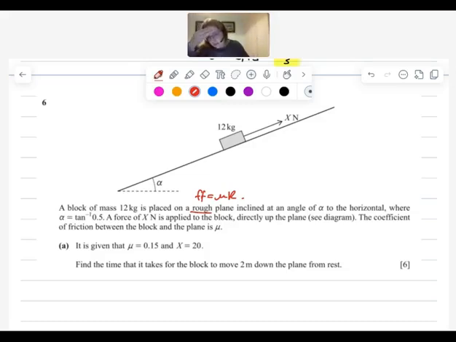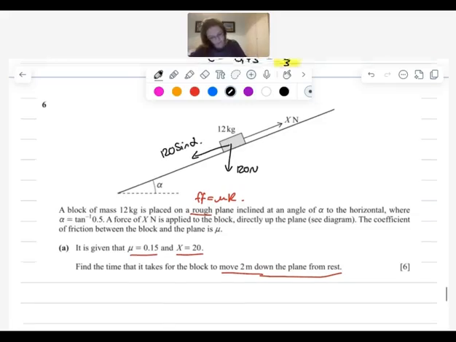Force of X is applied to the block directly up the plane. The coefficient of friction between the block and the plane is mu. So they've given us mu, and they've given us 20. Find the time it takes for the block to move 2 meters down the plane from rest. Interesting. So even though X is pulling it up, it looks like it's still going to be too heavy, and it's going to move down. So this is 120 newtons going down. So down the slope is 120 sine alpha.